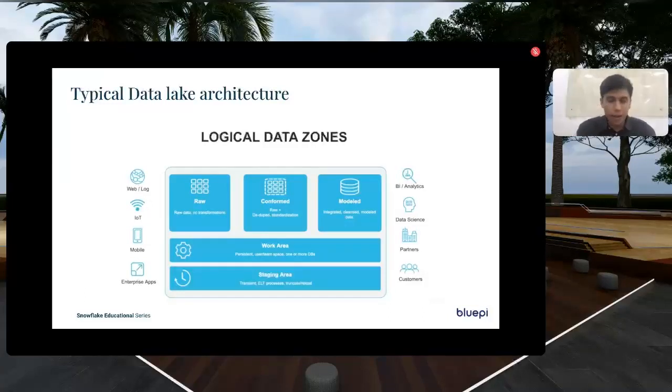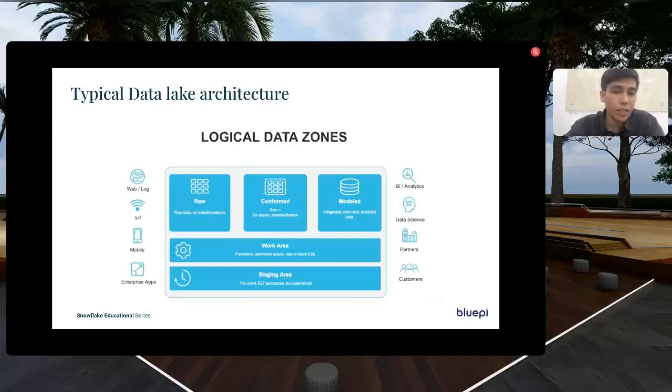So now we are done with what is a data lake, why do we need it, and what are some of the characteristics of a good data lake. Now let's see what a typical data lake architecture even looks like. Like I have described, it's a place where you get all the data and then you do some transformation. But a typical data lake architecture would look like this.